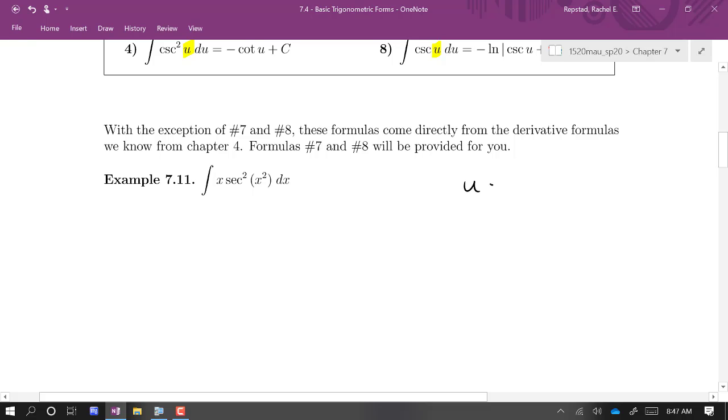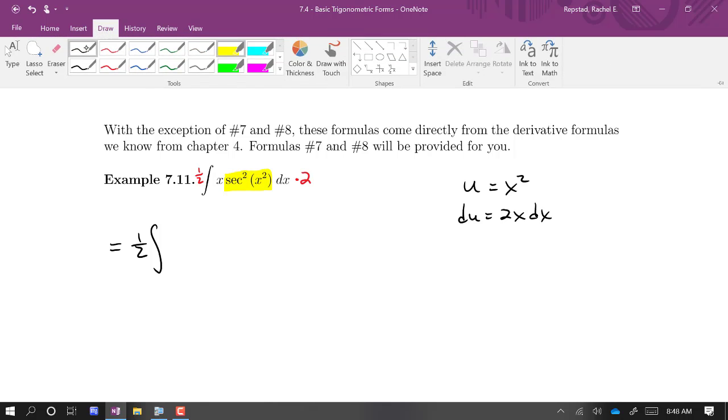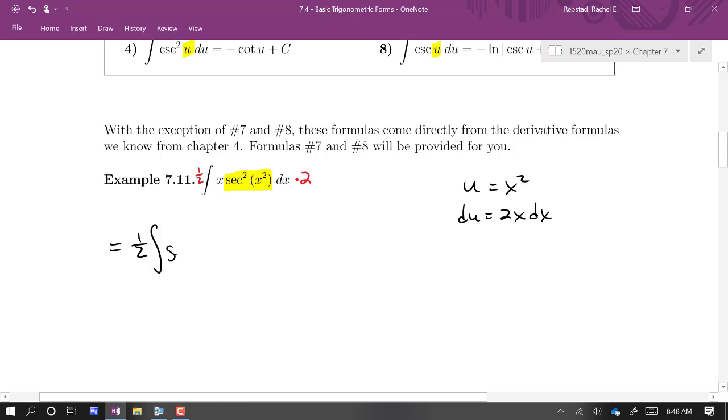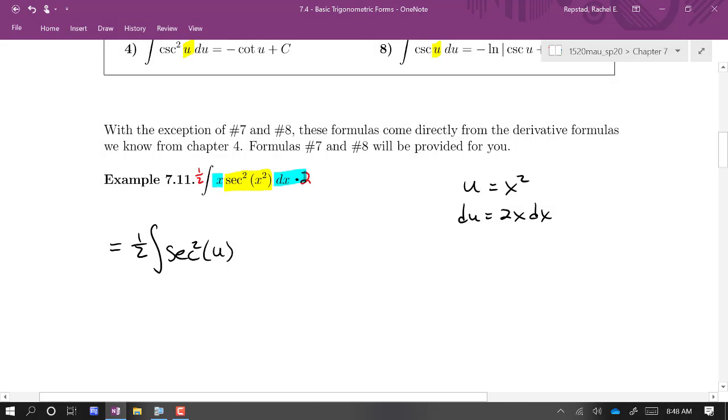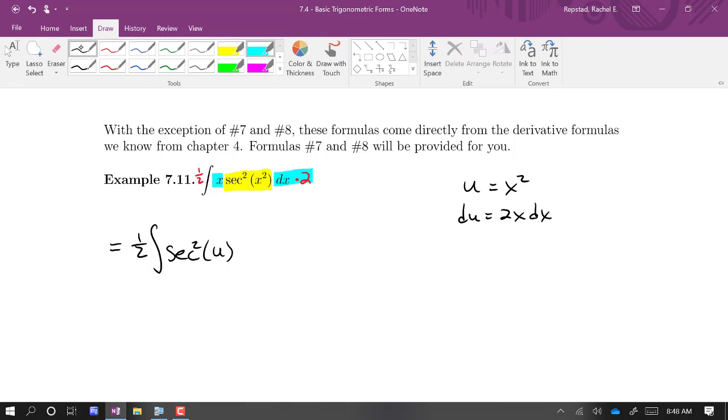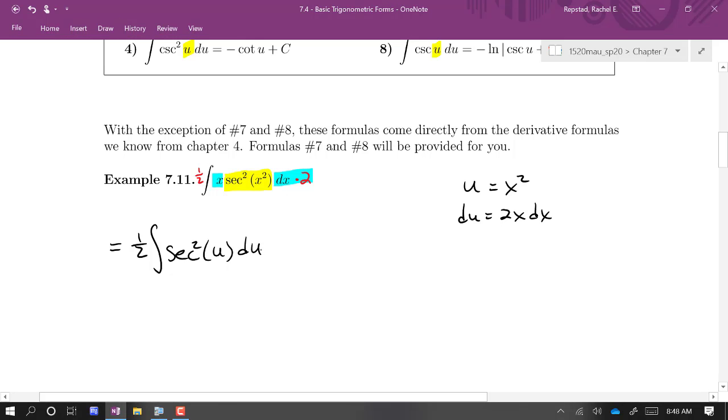So here, I'm going to let u equal x squared. Then du is 2x dx. I need an x already there, and we have that. We're off by a factor of 2, which does not bother us because we could put in a factor of 2. Now we have this part is secant squared u, and this part is du. So we have secant squared u du.